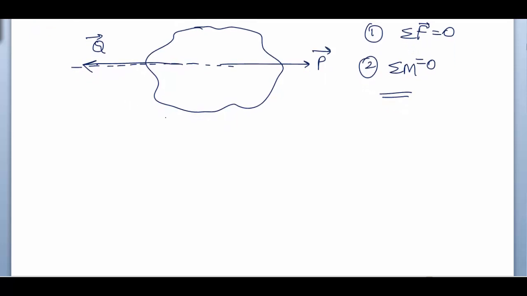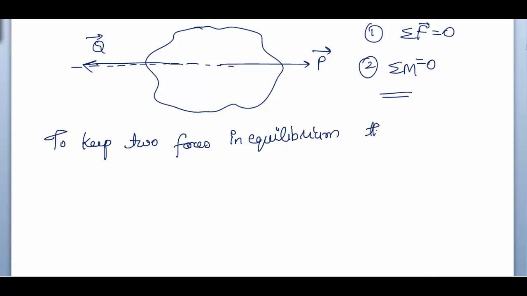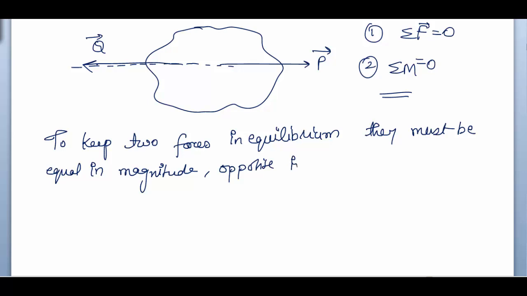We can conclude with the statement, that is, to keep two forces in equilibrium, they must be equal in magnitude, opposite in direction, and collinear in action.